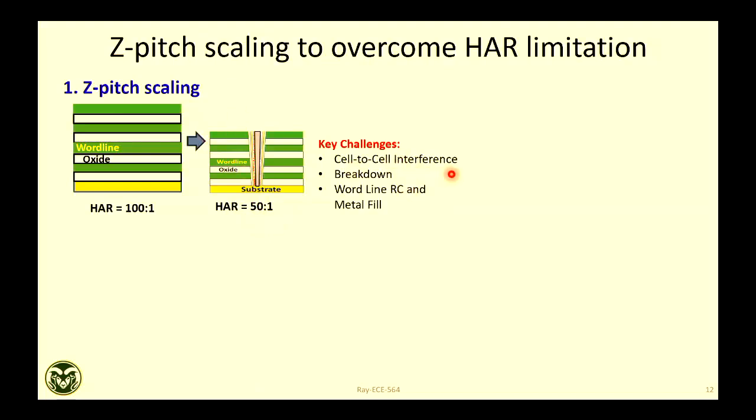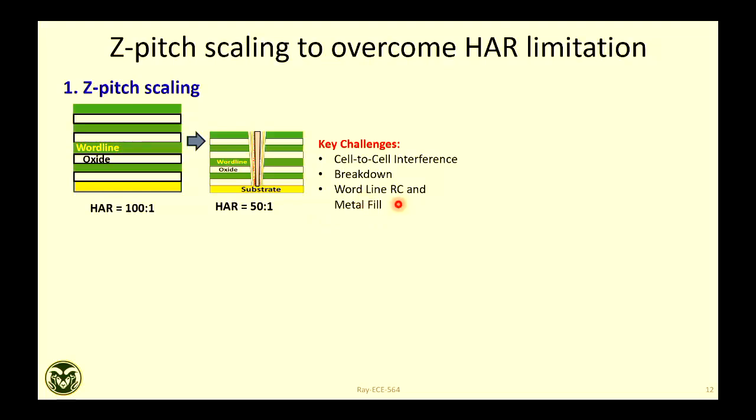But the issue is cell-to-cell interference. When you write on one word line, because the other word line is so close, it will cause interference effects. Then you can have a breakdown issue, because you apply high voltages on those word lines. So if you have high voltages, say 20 volts here, 0 volts here, then there's a huge stress on these oxides. They will break. And also the word line resistance will increase.